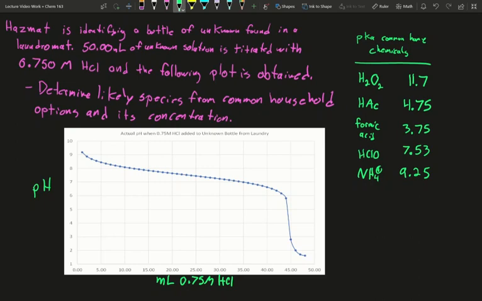In this video, we're going to explore using a titration and its plot to solve for an unknown chemical. Imagine a situation where they're clearing out an old building and there are some unidentified bottles down in the laundry room. Hazmat has to figure out what they are, and depending on what they think it might be, they can do a few experiments to determine what it is.